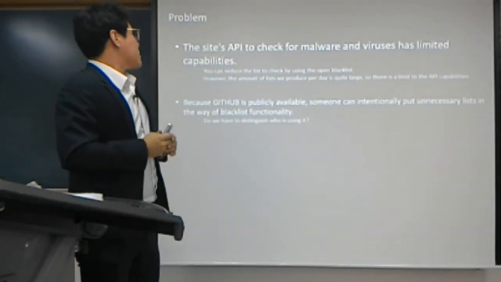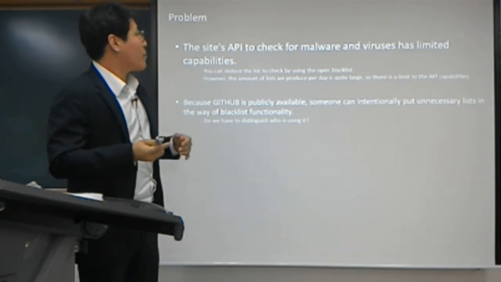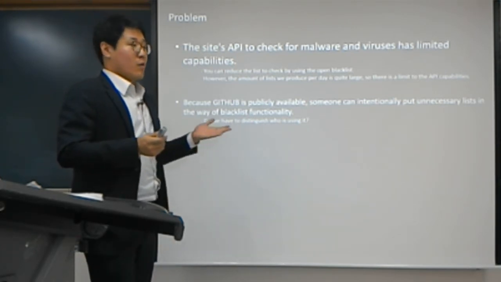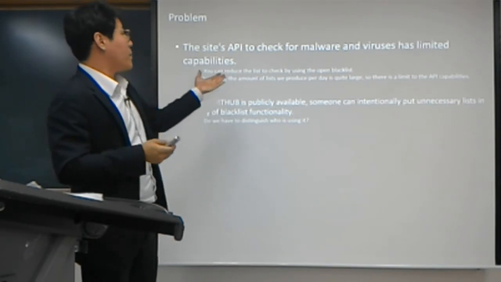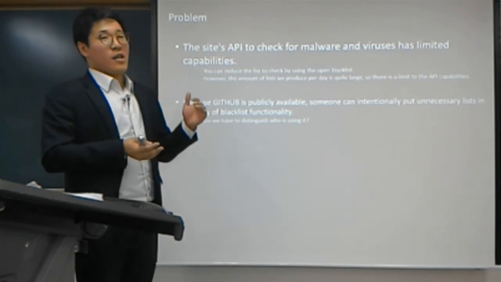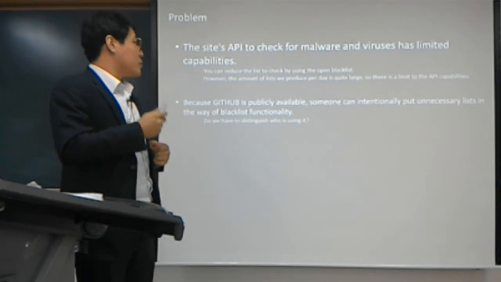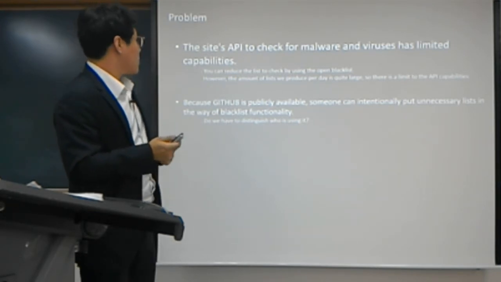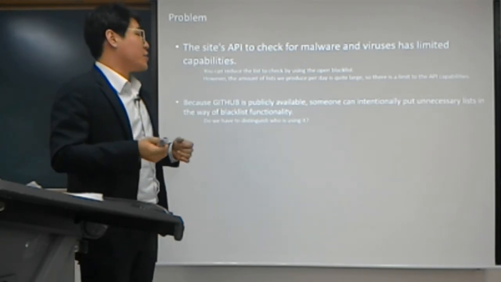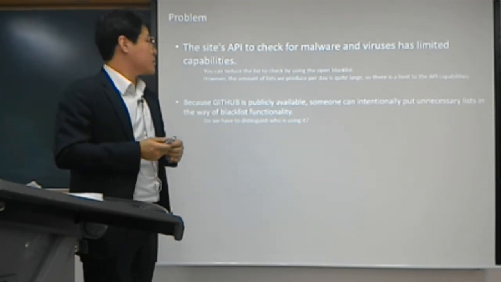But the problem is the site API. The API to check for malware and viruses has limited capabilities, so it will take more time. We can reduce the list to check by using open lists, but the amount of lists we produce per day is quite large, so there is a limit to API capabilities.